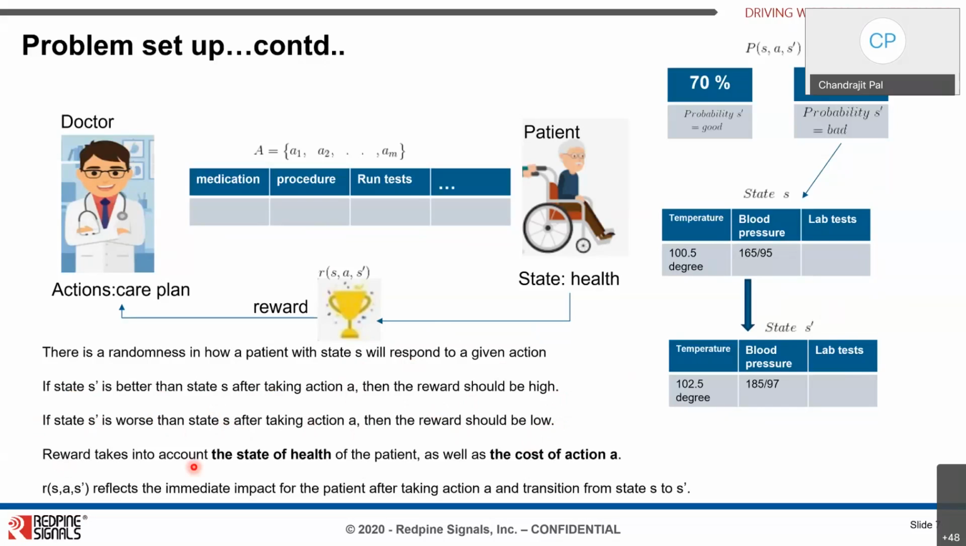The reward takes into account the state of the health as well as the cost of action A. That means, as I told, the cost should also be minimized, besides improving the health of the patient. If both criteria are fulfilled, we can say that the reward is positive. So R(S, A, S prime) is the reward, which reflects the immediate impact for the patient after taking action A and the transition from state S to S prime.